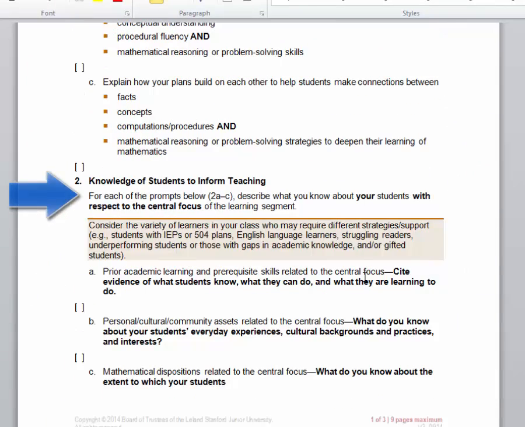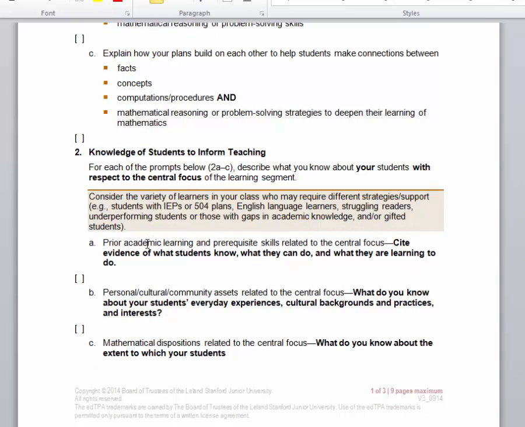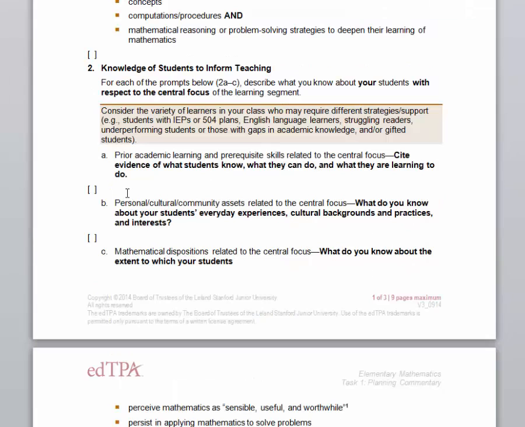I will scroll down. In Section 2, you're answering questions about your students. What do you know about their prior learning in Section A? In Section B, you're asked to describe the personal, cultural, and community assets of your students. What are their culture? What is their everyday life like? An example of this is in a lesson on decimals. If the Olympics are going on or a sporting event like a track meet where time is measured in decimals, that could be a connection and an example of an everyday experience the students encounter that may support them in learning a new skill.